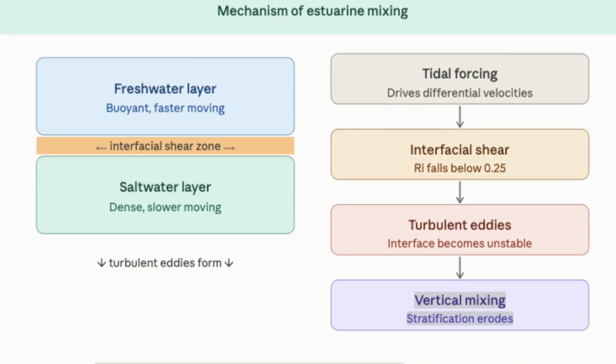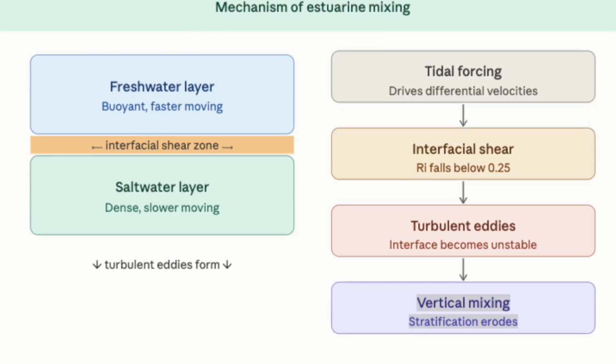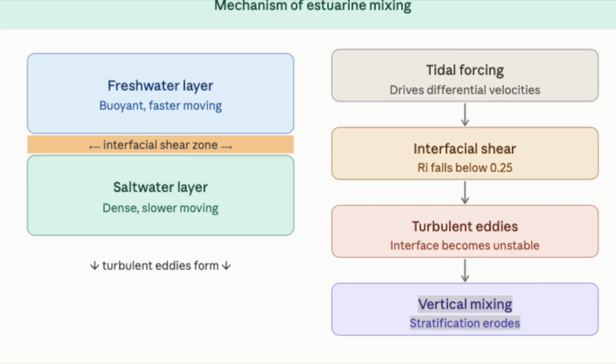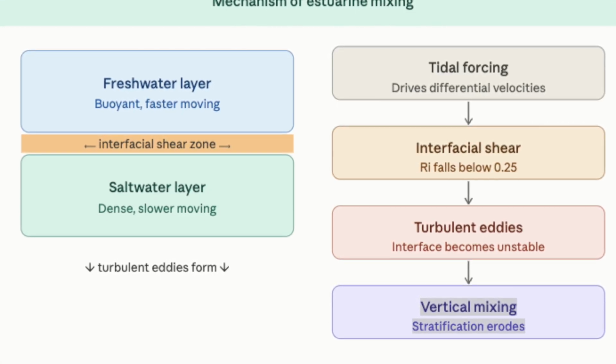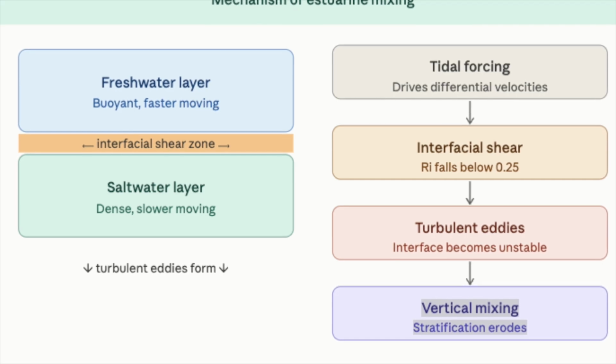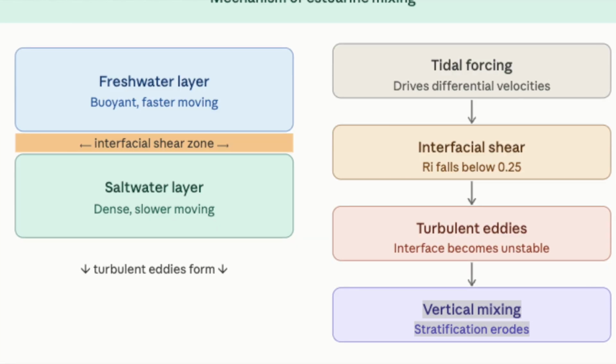When the ratio of buoyancy to shear forces, quantified by the Richardson number, falls below the critical threshold of 0.25, the interface becomes unstable and turbulent, developing eddies. These eddies entrain saltwater parcels upwards across the density interface, driving vertical mixing and progressively eroding the stratification.